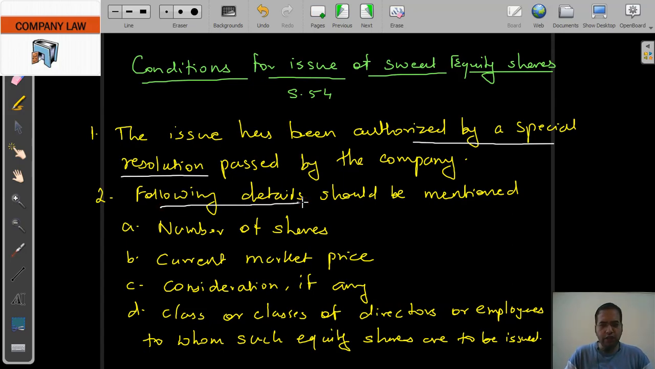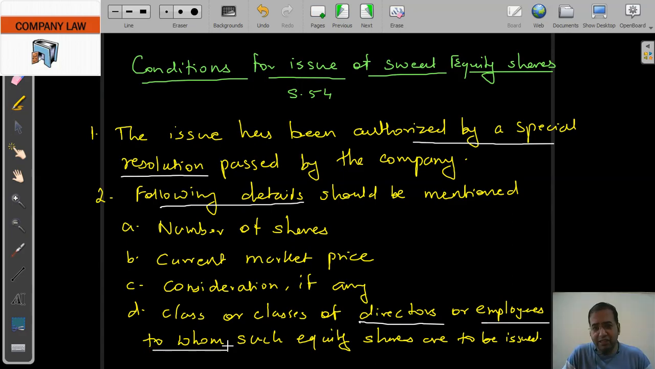Number of shares: how many shares the company is going to issue. Current market price of that share. It may so happen the current market price is 100 rupees, but the company is issuing at some discount. That is also possible. Consideration, if any, which the company is going to consider, like it may be other than cash, as I told you. Then the valuation report has to be obtained for that matter. Then the class or classes of directors or employees. Which directors will it be given to, which employees, and why.